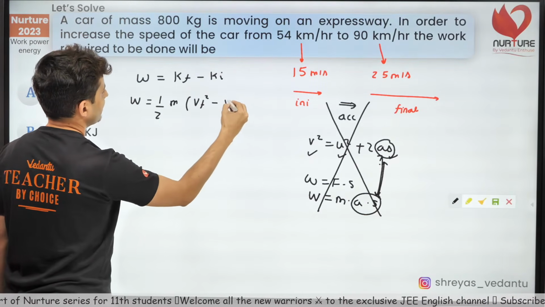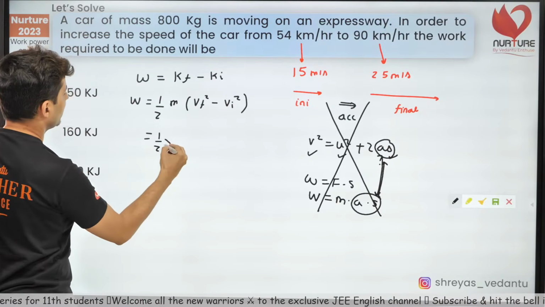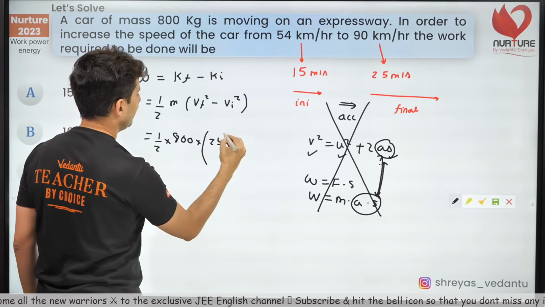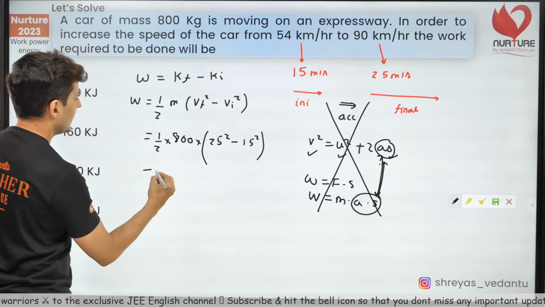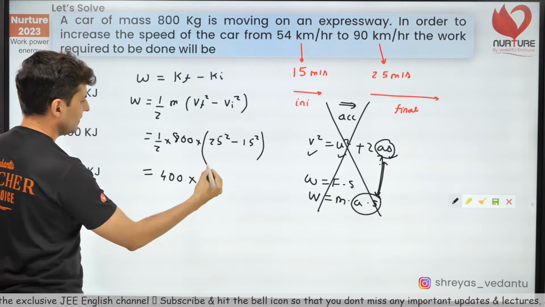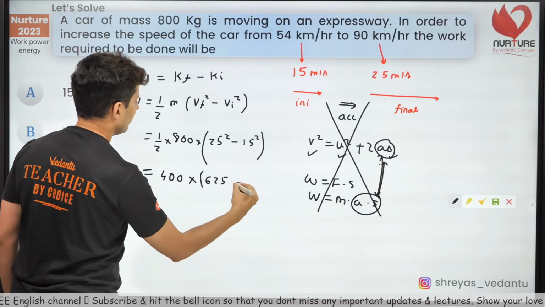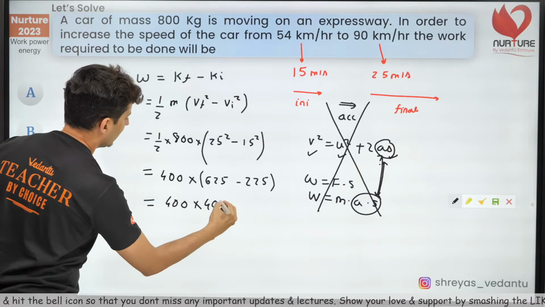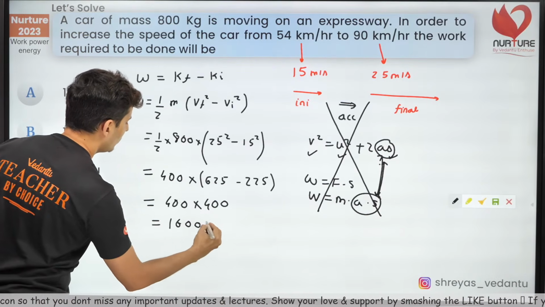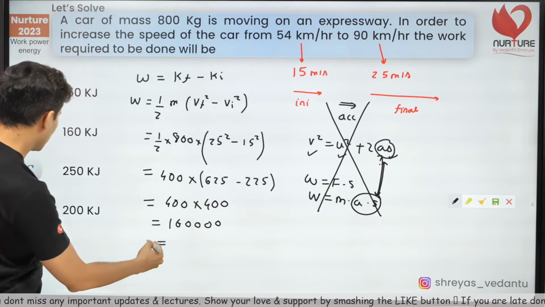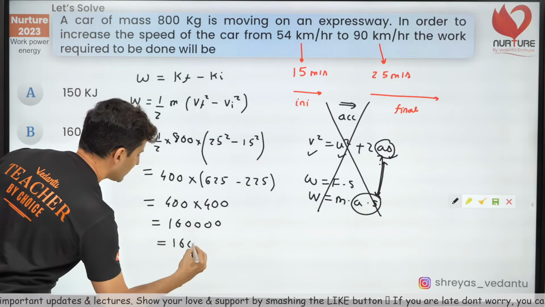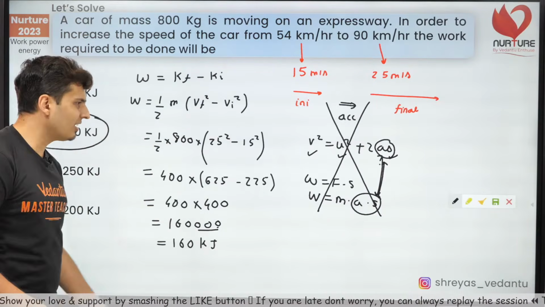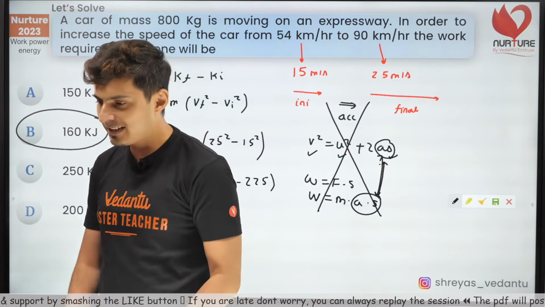V final square minus V initial square. So let's just put it. Mass is 800. Final velocity, well, that's 25 square minus 15 square. That's going to be 400 into 25 square, that's 625, and you have 15 square, which is 225. So that's going to be 400 again. And 4 fours are 16, 2 zeros. So this is 160, I guess. Yes, 160. 3 zeros over here will become kilojoule. That's the answer. Isn't this easier than this? Isn't this easier?